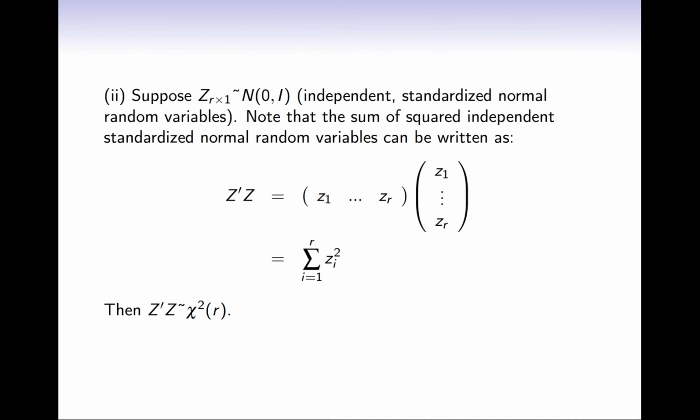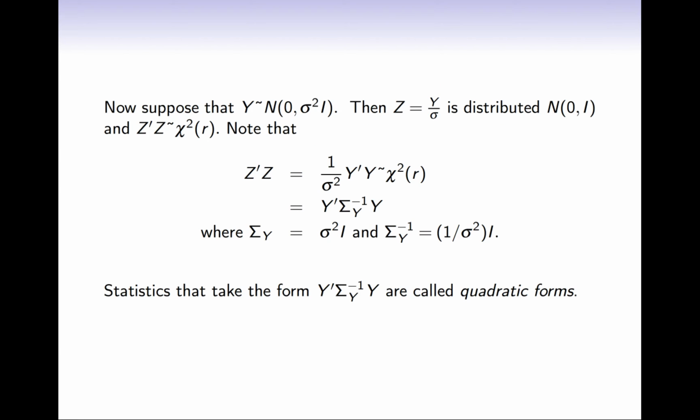Okay, so now this is another thing we're going to be using. Suppose we have some vector z, which is normal, mean 0, variance identity matrix. So these are independent normals. If we do z prime z, that's basically summing up the squared z's. The distribution of the sum of squared independent normals is chi-square, and the degrees of freedom is the number of terms in the sum. All right, so just keep that in mind.